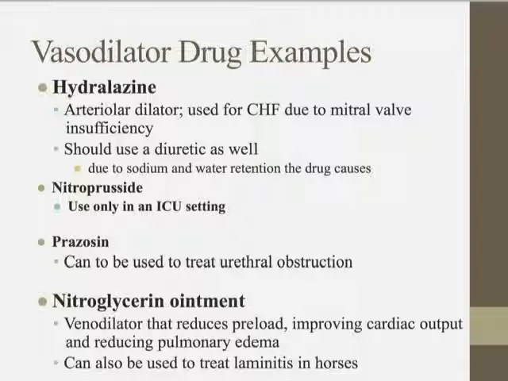Nitroprusside is a balanced vasodilator, and it's used for short-term management of congestive heart failure, usually secondary to mitral valve regurgitation. It can also be used for a hypertensive crisis. It has a rapid onset and short duration of action, and therefore it's usually administered as a CRI. Blood pressure will usually return to pretreatment levels within 1 to 10 minutes following the stoppage of the CRI.